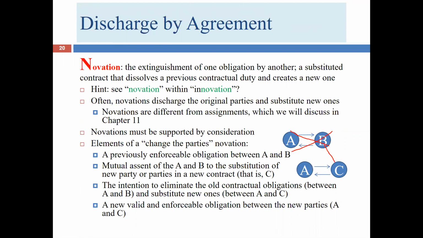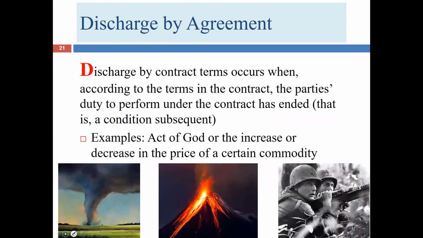C is replacing B's role in the contract. If C messes up, A can't sue B. A can just sue C. If A messes up, C can't sue B. C can only sue A. B is no longer a part of the deal. That's what a novation, change the parties novation is. Let's talk about a different type of novation.